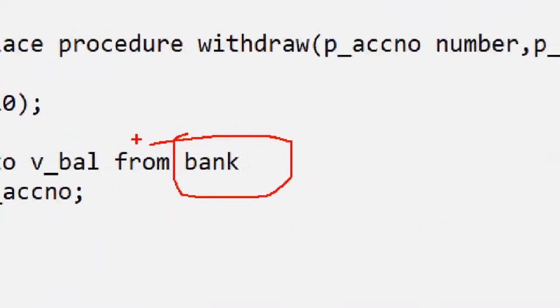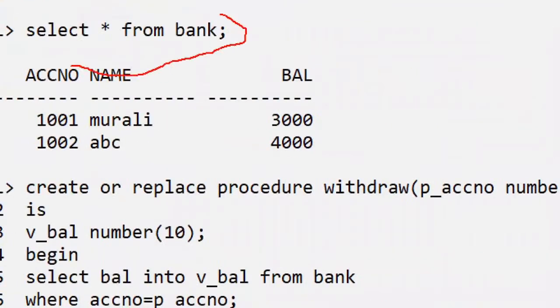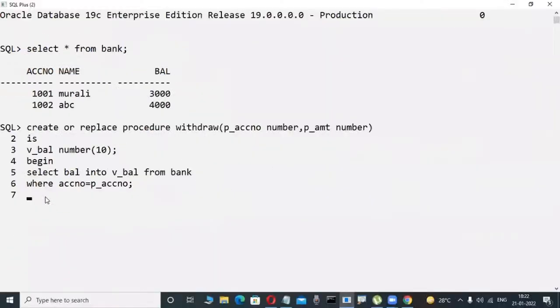Suppose bank is a table. This is a table format only, where your transactions are stored. I'm using this table in this PLSQL code. Here I'm checking the balance, using only the account number. Whenever I insert an ATM card and try to withdraw 9,000, as in the previous case.